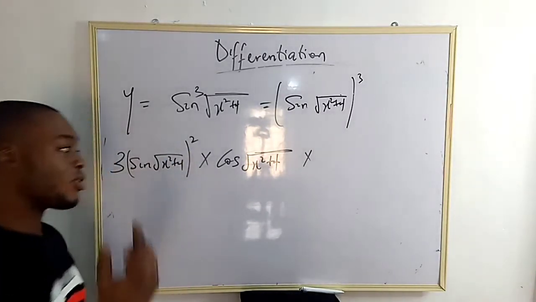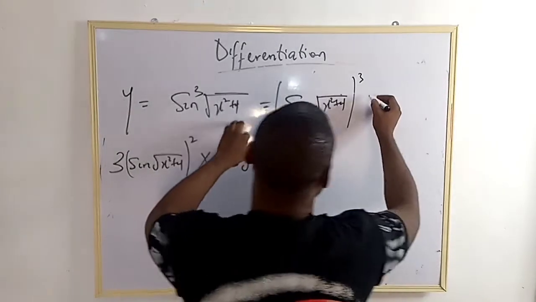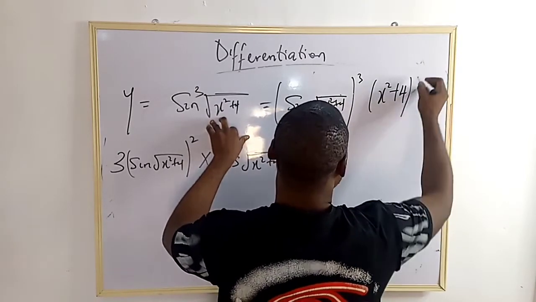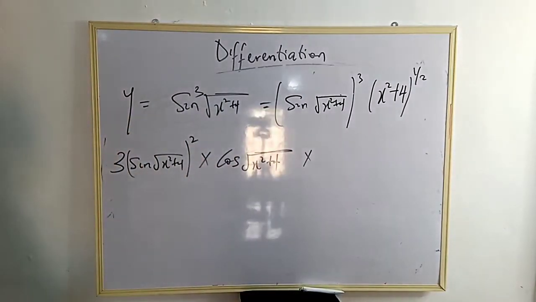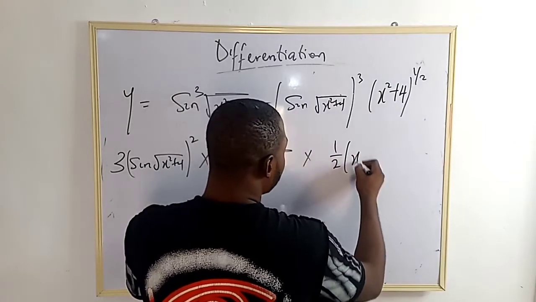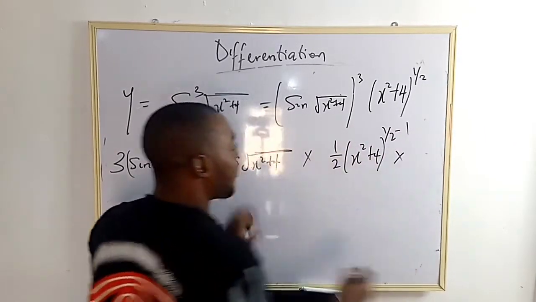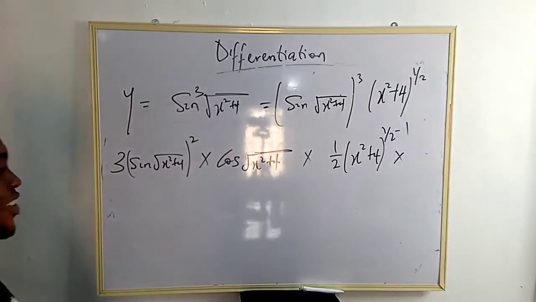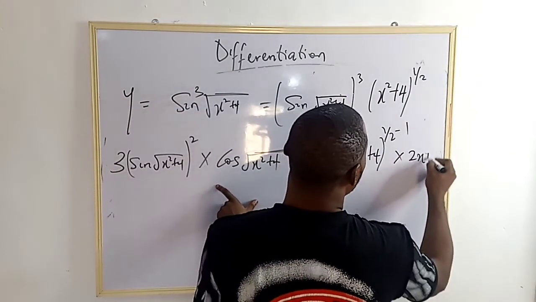So square root of x squared plus 4. How do you differentiate it? Remember that square root of x squared plus 4 is the same thing as x squared plus 4 raised to power half. To differentiate that, you bring this half down, multiplied by x squared plus 4 raised to power half minus 1, multiplied by the derivative of what you have inside. Don't get confused. Differentiate x squared, that's 2x plus 0.